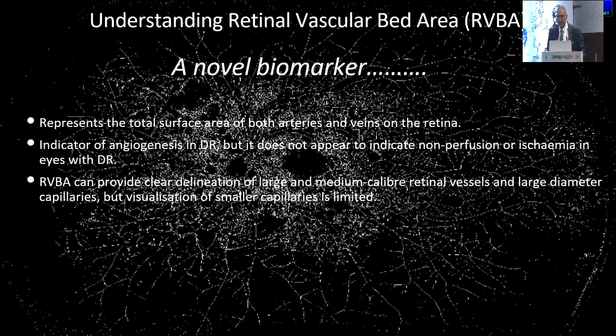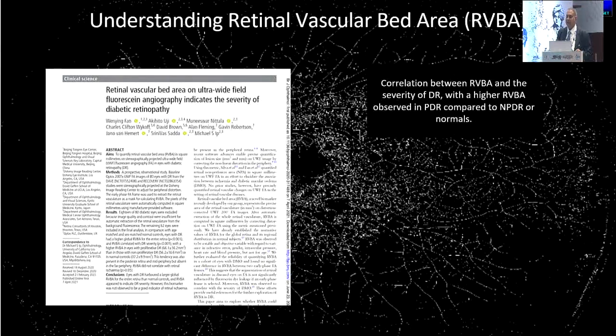I'll end with one of the markers, described by Dr. Sadda, a novel biomarker called RVBA, the retinal vascular bed area. Again, one of the markers you can identify on a wide field angiogram. It represents the total surface area of arteries and veins. It's an indicator of angiogenesis, but not non-perfusion, and it delineates the larger and medium caliber vessels. There were studies which showed correlation of RVBA with severity of retinopathy. Higher RVBA was associated with proliferative disease.